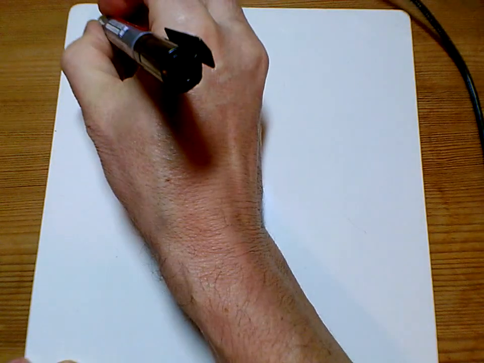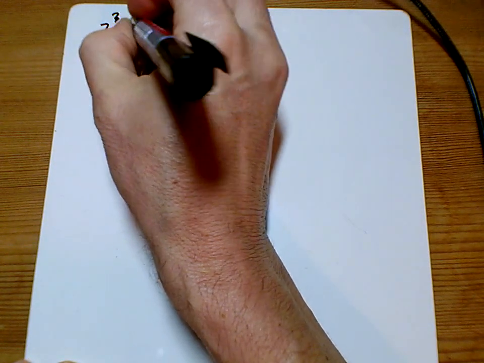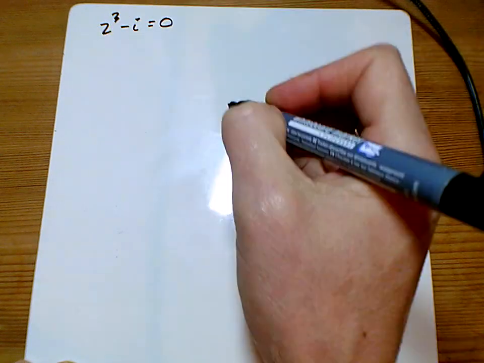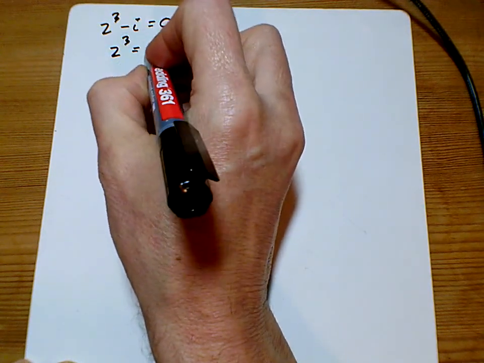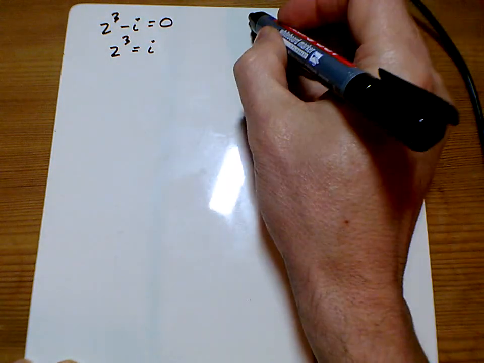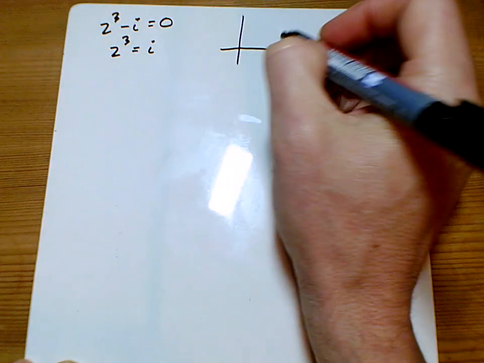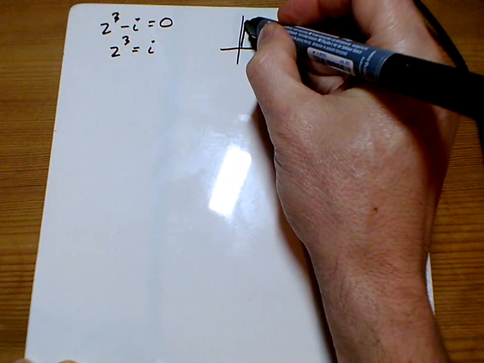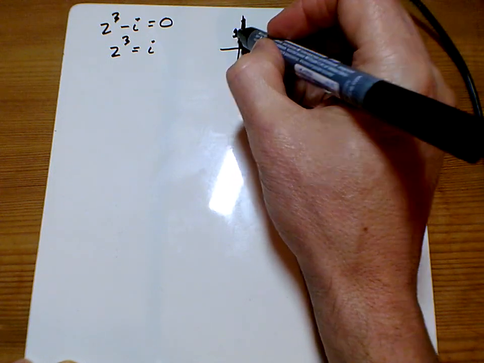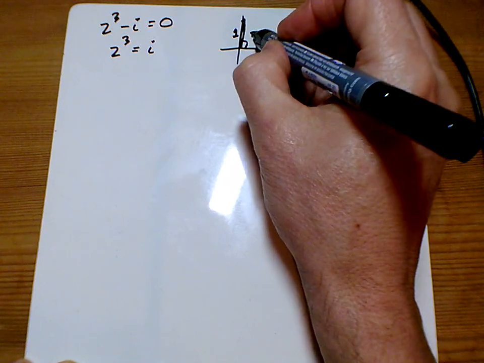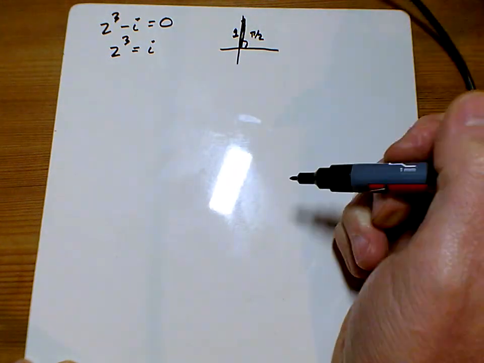So for the second one, part B, we've got z cubed minus i equals 0. So same start as we had before. We'll add the i to both sides. So we've got z cubed equals i, and we'll think, where is this on the Argand diagram? And i, of course, is just straight up there. It's got a length of 1 there, and this angle here is pi over 2, 90 degrees, pi over 2.